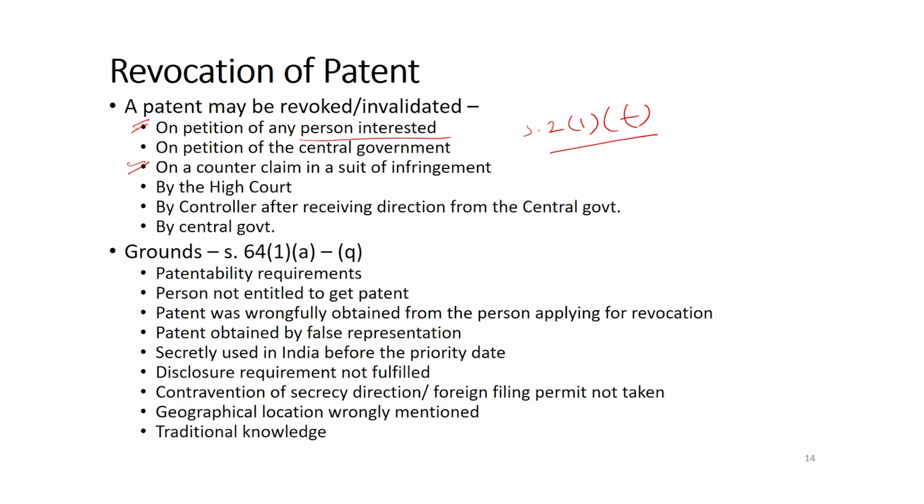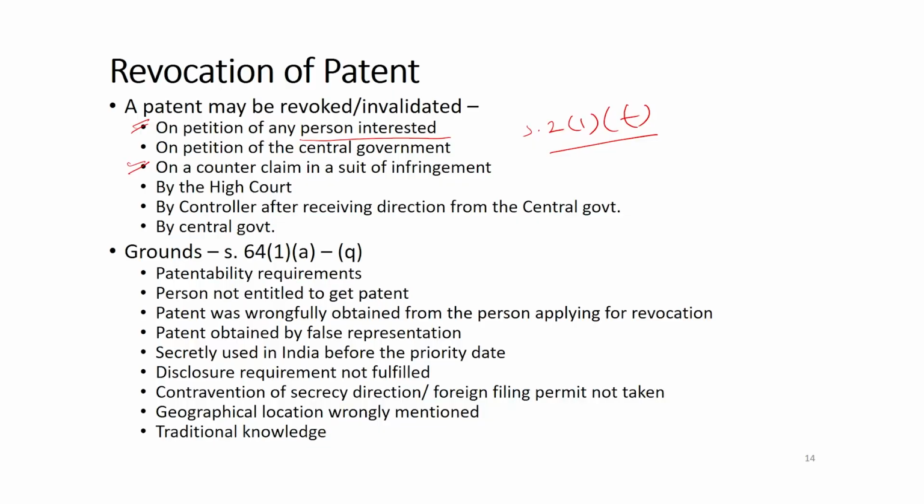If there is an infringement proceeding going on and the defendant raises the counterclaim of revocation during the infringement proceeding, in that case, as I have already mentioned, the matter will be referred to the High Court. That is the third point. On a counterclaim in a suit of infringement, there may be a revocation decision by the High Court. There may be a revocation decision by the controller after receiving direction from the central government. And there may be a revocation decision taken directly by the central government.